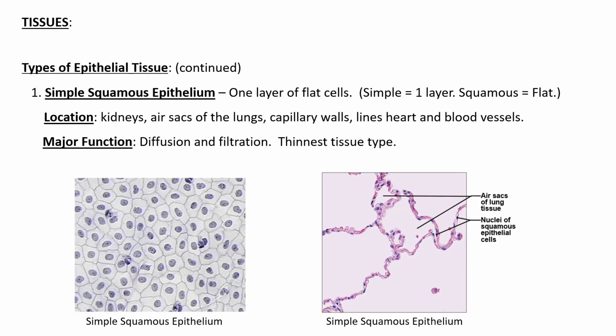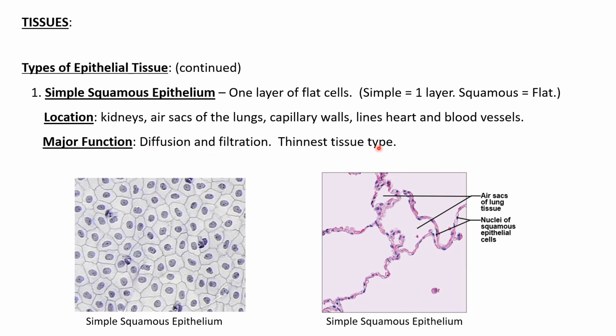So simple squamous epithelium means one layer. That's simple, is one layer. Squamous means flat. And epithelium is epithelial tissue, so one layer of flat cells. This is located in the kidneys, the air sacs of the lungs, capillary walls. It lines the heart and the blood vessels. A major function is diffusion and filtration.